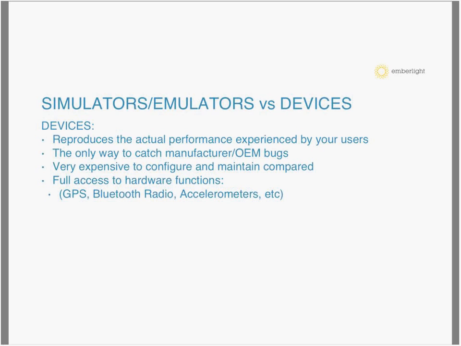Obviously, the downside to running on physical devices is that if you have a device farm, it's really expensive to configure and maintain. It's the sort of thing you probably will have to dedicate people to, or you find some sort of service, of which there are services online that host device farms for you that you can use. One of the other advantages to real devices is obviously you have full access to all the hardware functionality.